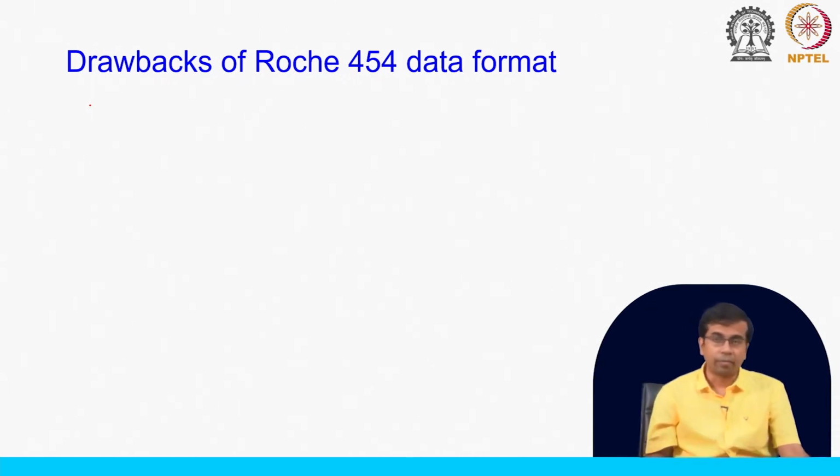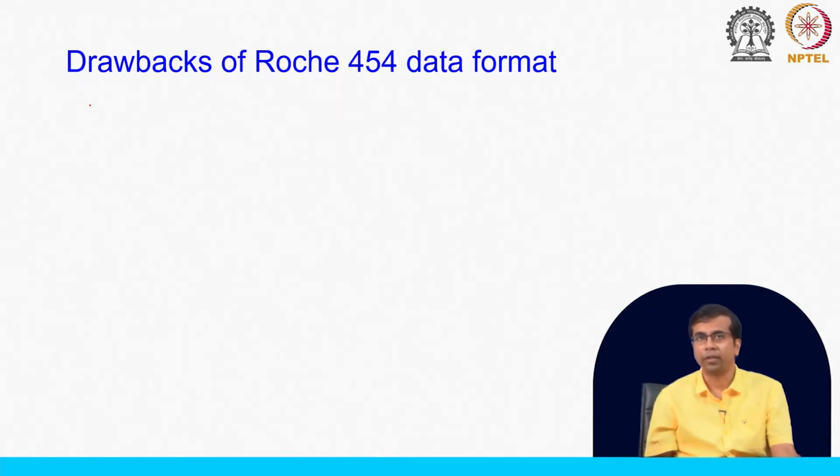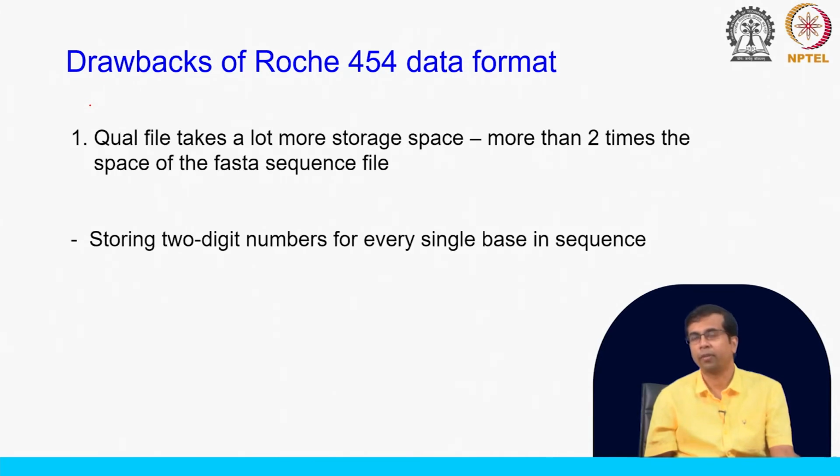Okay. So, what is the drawback? We have the quality score in 454 data. Why do we not use this FASTA file and quality file separately, and then we have the data? So, one thing you probably would notice is that the qual file, the quality file, actually takes more storage space, more than 2 times the space of the FASTA sequence file.